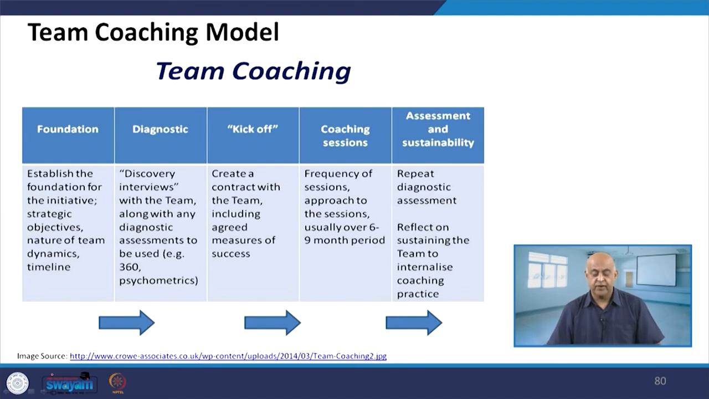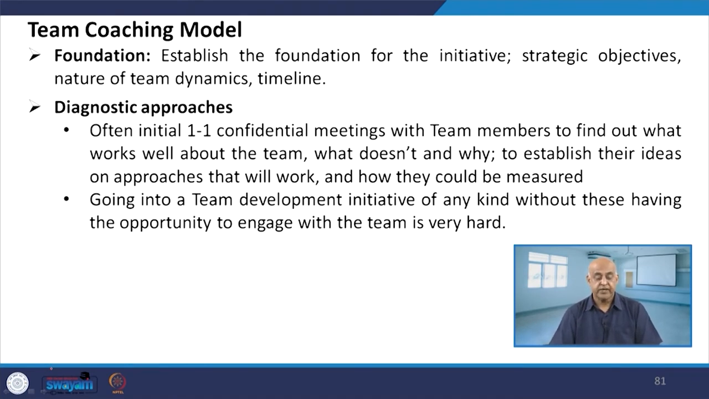So please always go for team coaching, because whatever decisions are taken on the basis of the analysis have to be tested over a period of time. Through these coaching sessions, usually over 6 to 9 months, which is a very long period, the team members are required to develop those processes. In the foundation, we have the initiative, strategic objectives, nature of team dynamics and timeline. Diagnostic approaches offer initial one-to-one confidential meetings with the team members to find out what works well about the team, what does not, and why, and to establish ideas or approaches that will work and how they could be measured. Going into a team development initiative of any kind without the opportunity to engage with the team is very hard.